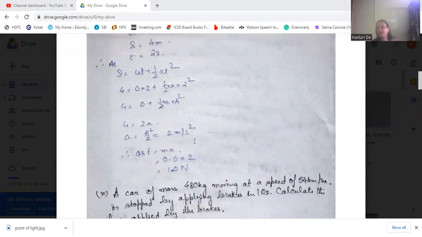Now, putting this value of acceleration into the formula, F is equal to mass into acceleration. So mass we know it is 0.5 kgs into acceleration, that is 2. We get the force as 1 Newton.